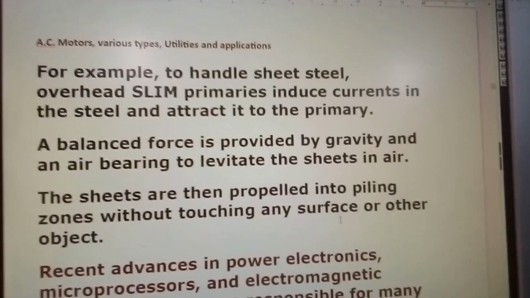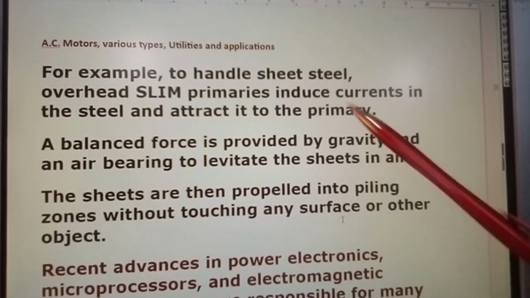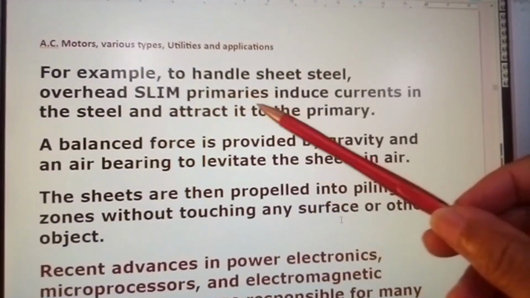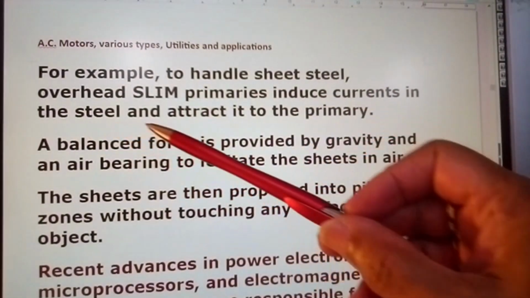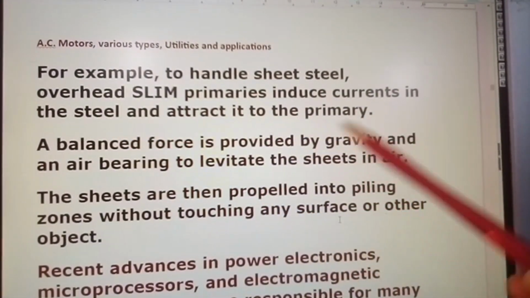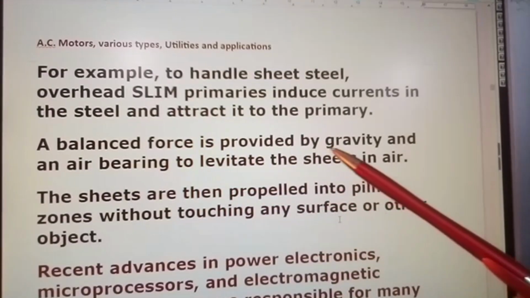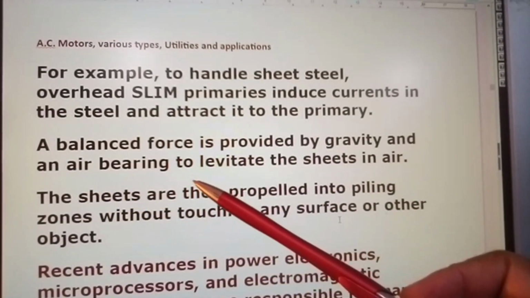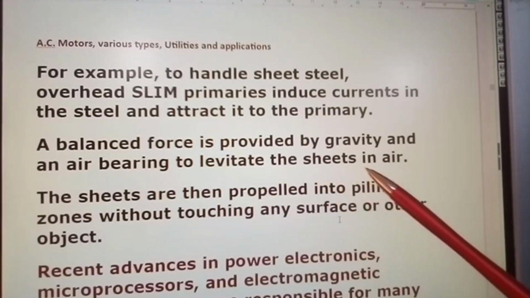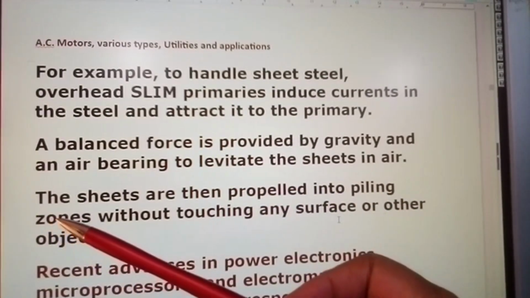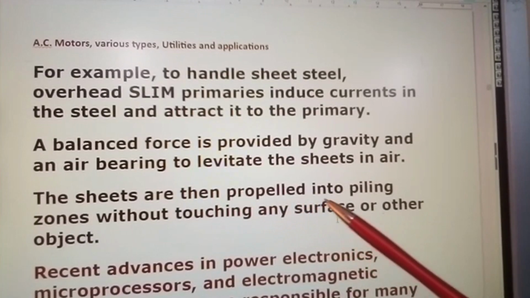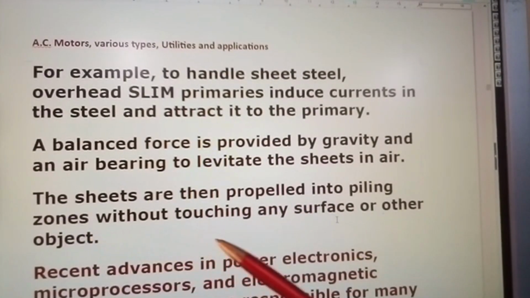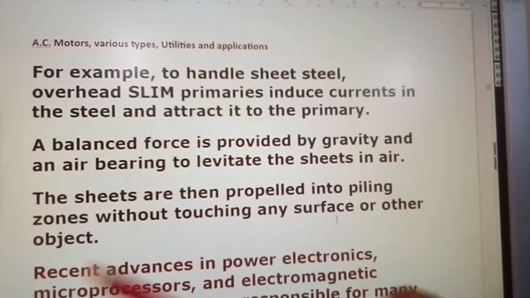Now, for example, to handle sheet steel, overhead slim primaries induce currents in the steel and attract it to the primary. A balanced force is provided by gravity and an air bearing to levitate the sheets in air. The sheets are then propelled into piling zones without touching any surface or other object.